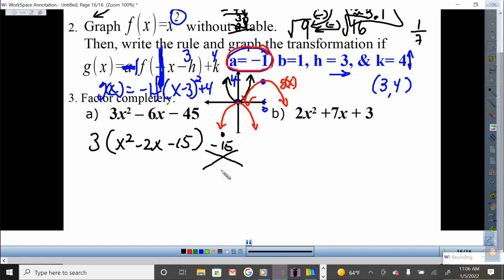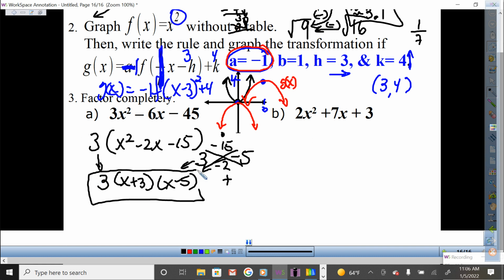-15 and -2. So what two numbers multiply to give me -15 that when you combine them give us -2? 3 and -5. 3 times -5 is -15. 3 minus 5 is -2. So now I go over here and write x plus 3, and for this one x minus 5. But then don't forget to bring the BFF, which is that 3 that we took out at the beginning. There it is. And if you got that by yourself, okay.